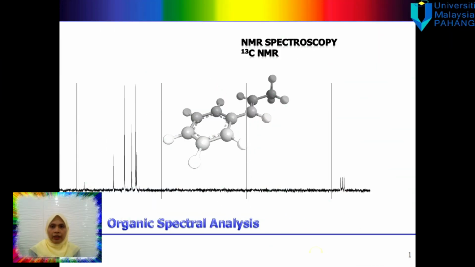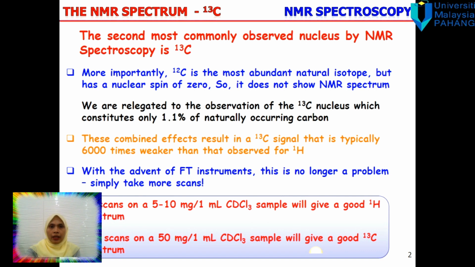Assalamualaikum. We continue with the discussion about NMR spectroscopy. In this session, we are going to discuss C13 NMR. C13 NMR is the second most commonly observed nucleus by NMR spectroscopy.